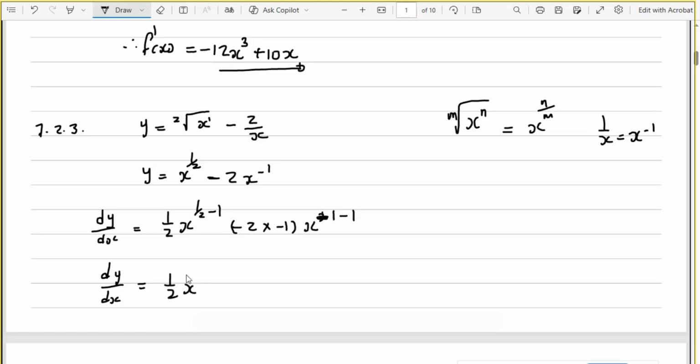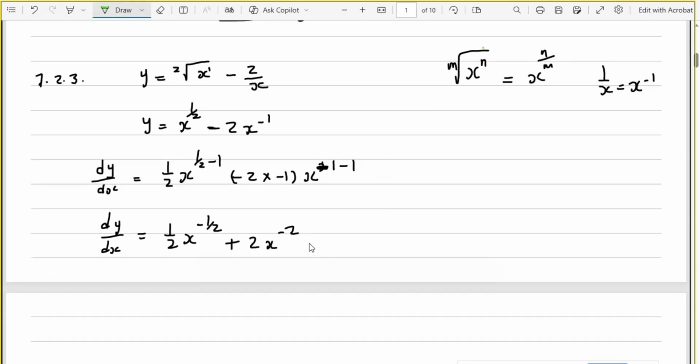x to the power 1 over 2 minus 1 over 2 is just minus 1 over 2, right? Yes. Then we're going to add 2x to the power negative 2. So you can leave your answer like this, or you can put your answer in positive form, or if you want to bring back the fraction, it's up to you.